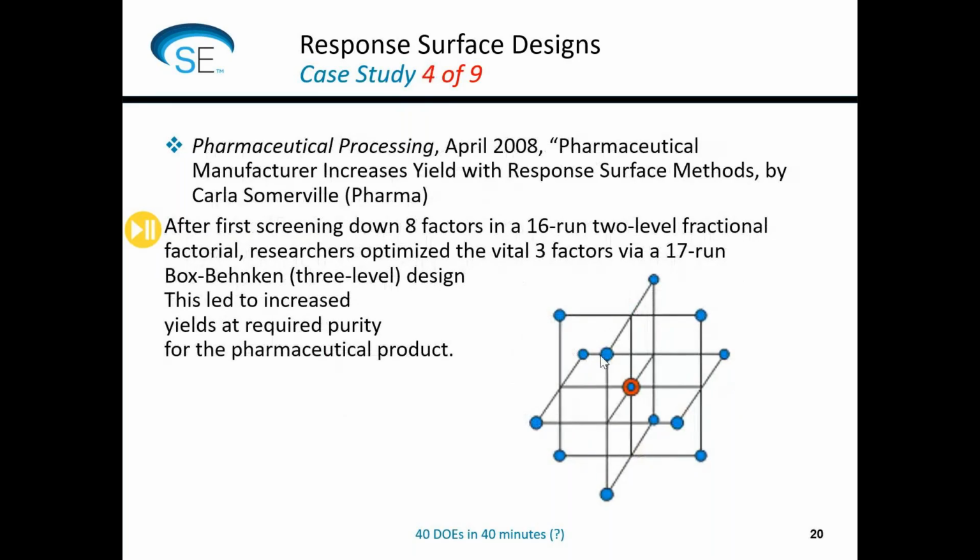Now another design structure, which is the Box-Behnken. If you don't want to go as far out and you want to just have 3 levels rather than 5 levels of each factor, the Box-Behnken works pretty well. And this one, for 3 factors, shows a different location of the points at the midpoints of the edges. And this pharmaceutical developer, Carla, was able to apply RSM to screen down 8 factors in a 2^(8-4) fraction. Well, first she screened down doing a 2-level. Then they took the vital 3 factors, 17-run Box-Behnken, and were able to get increased yields.